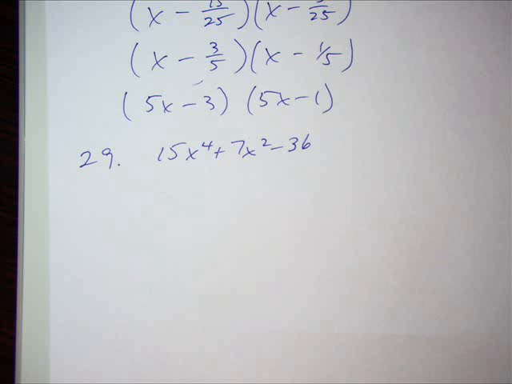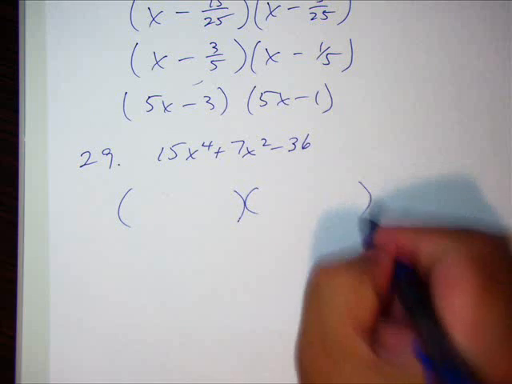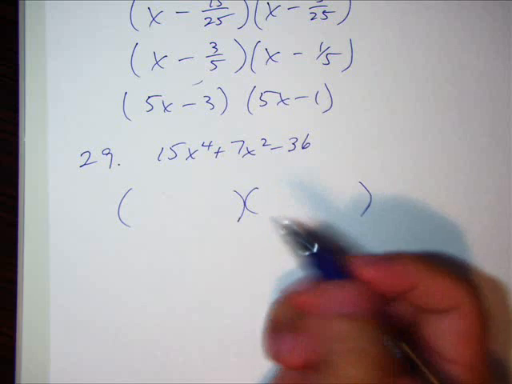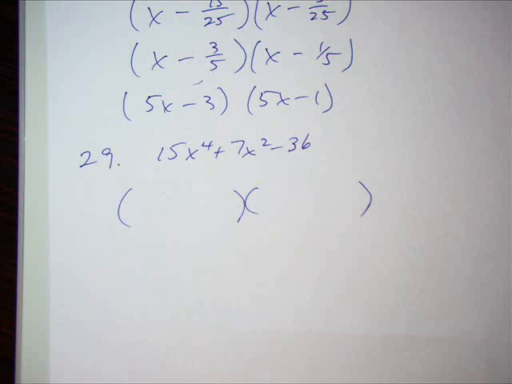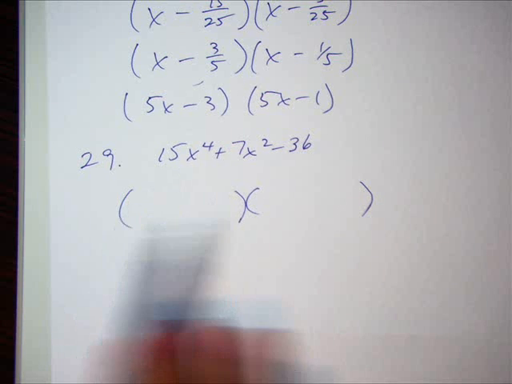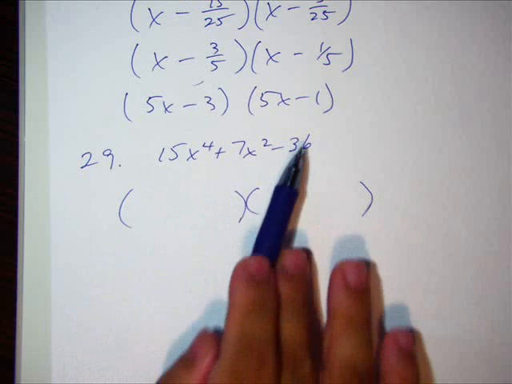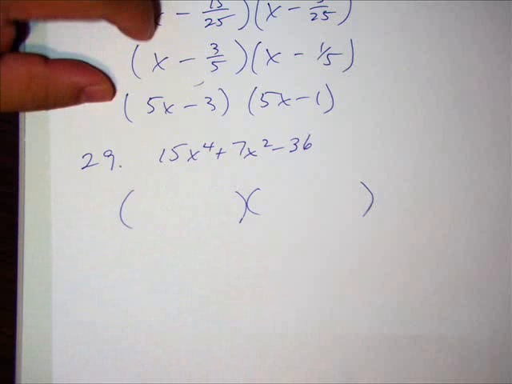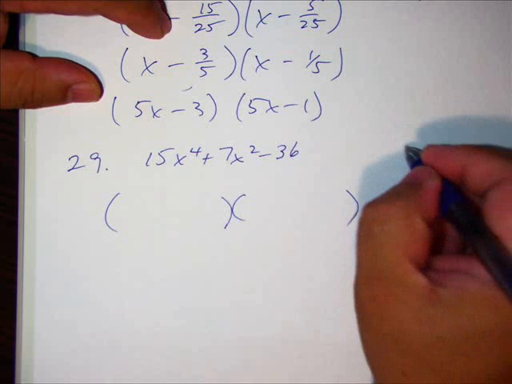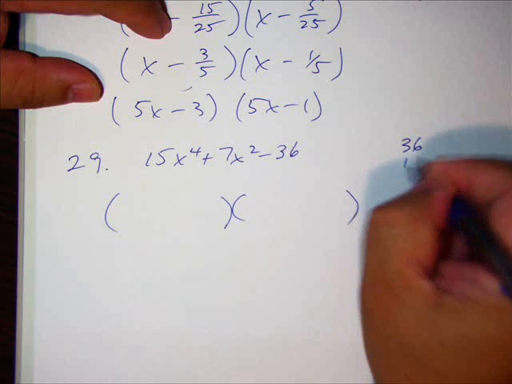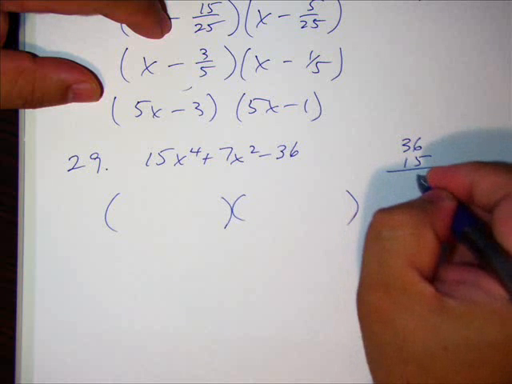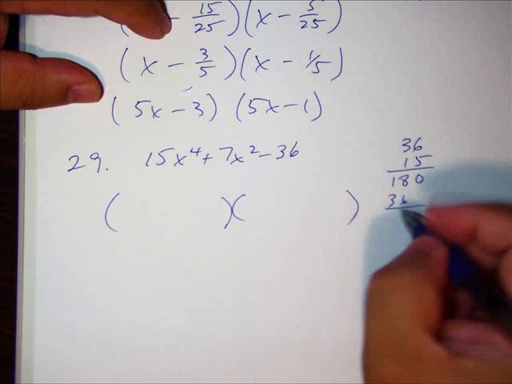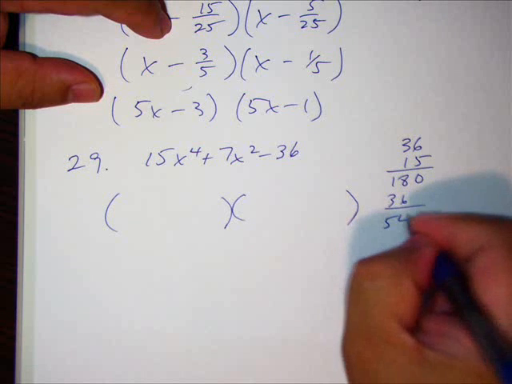Okay. Another trinomial. Ooh. Do we do the Lizzie method on this one? Well, I can't think of anything. Well, what would it be? 5x, 5 and 3. 9 and 4. I have to subtract. Ugh. Let's go Lizzie method. What's 15 times 36? 180. 36. 540.